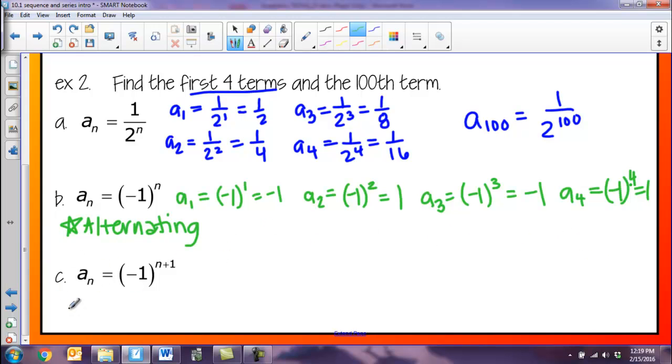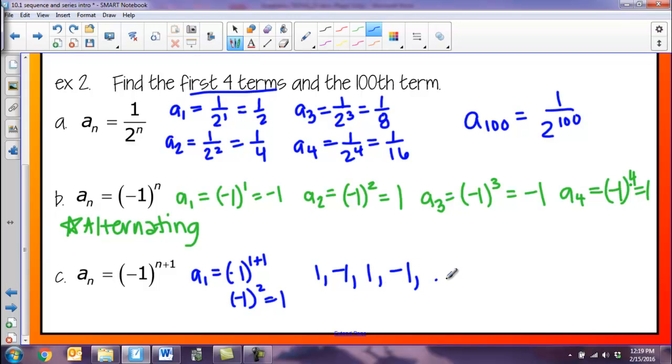Now this next one looks almost the same, but what's going to happen here if I plug in a sub 1 is I'm going to get negative 1 to the 1 plus 1, which would get me negative 1 squared, which gets me positive 1. So my sequence is going to look almost the same. It's just now this one starts with a positive. So I'd have positive 1, then negative 1, then positive 1, then negative 1, etc., etc.